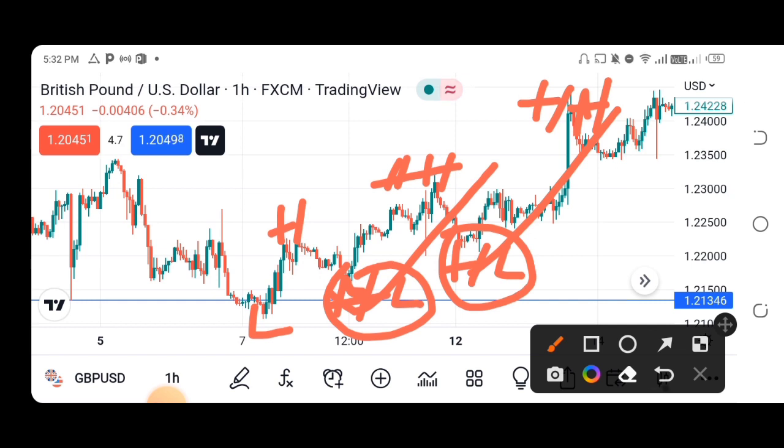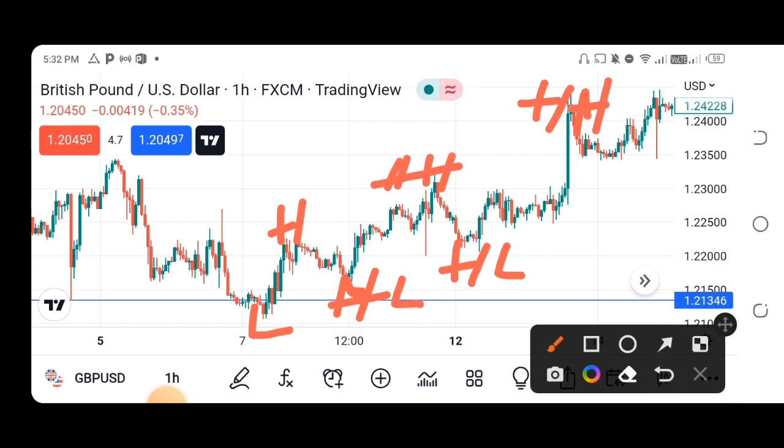You don't buy at a higher high, because each time you're buying at your higher high, you always experience a drawdown. So you don't want that. You want to buy at your higher low. Higher high is where you take your profit and you wait for a retracement to create a higher low.